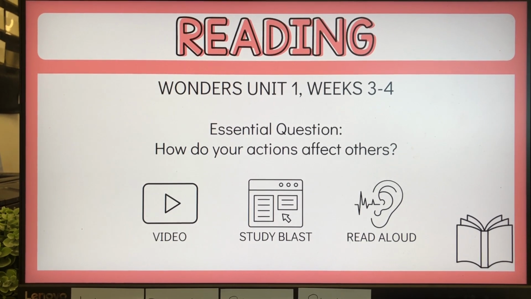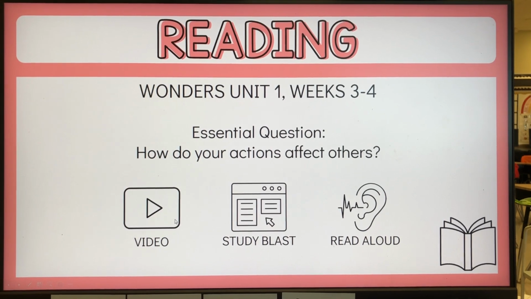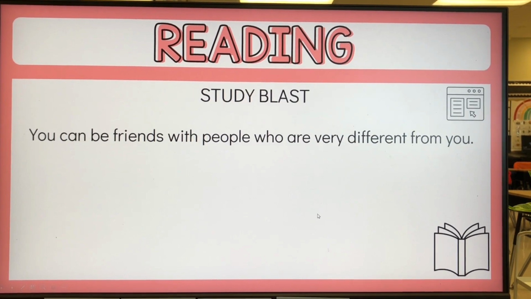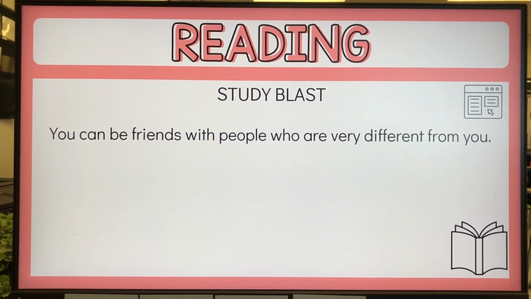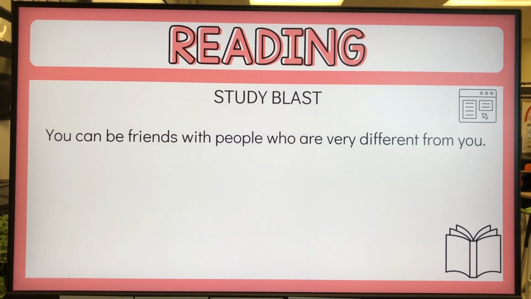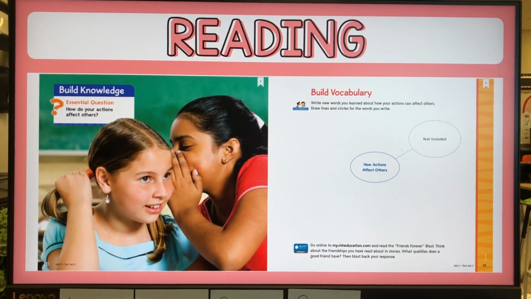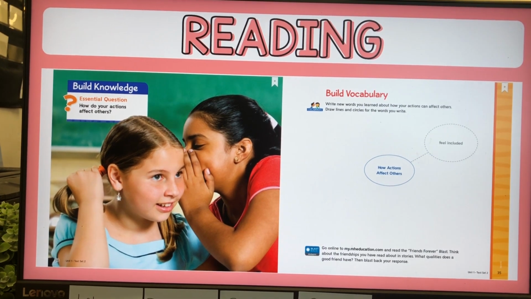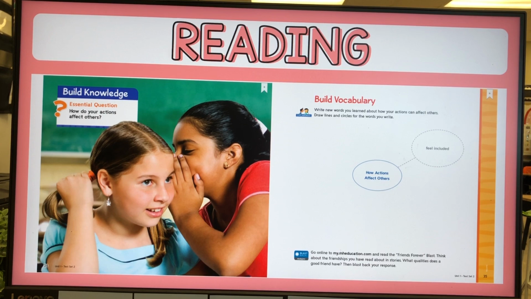This is where we left off last time with my morning group, which is my block 1. We did watch the video before and took notes on it. Today we did the study blast and I did the read aloud. We reviewed the weekly video and went into the study blast, which is part of our Wonders series. It went over friendships and opposite friendships and how opposites attract. Then we went into our reading writing companion and completed this build vocabulary graphic organizer on how our actions affect others, including the different effects that come from that.